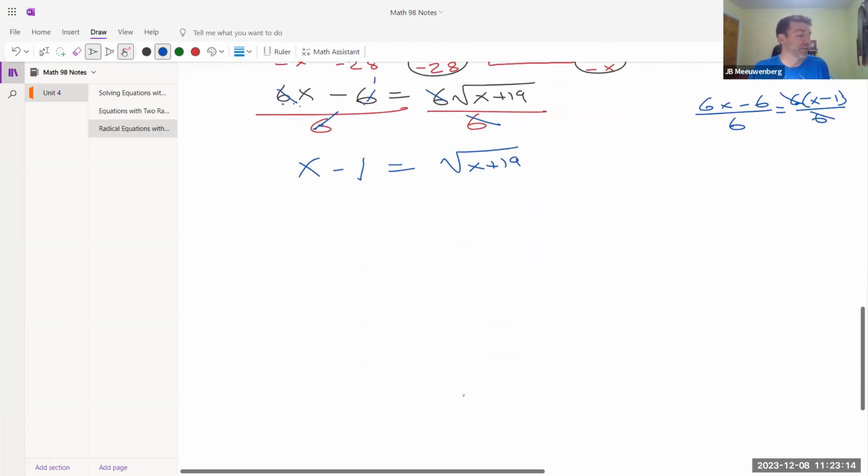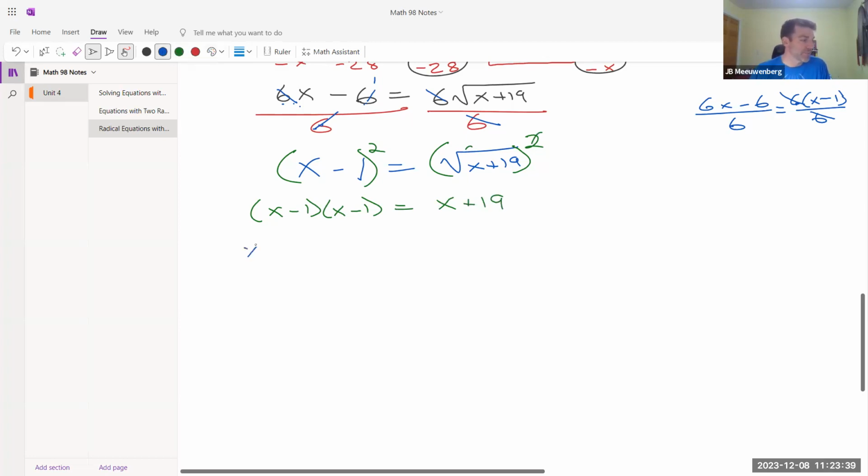Well, this is starting to look a little bit better, but we still have to clear this radical. So we're going to square both sides again. Basically, for the second time in this problem, we're squaring both sides. On the left side, again, we have a binomial. So we're going to have to do binomial distribution again. On the right side, they cancel out. So we're just left with x plus 19. That's good. We have no more radicals.